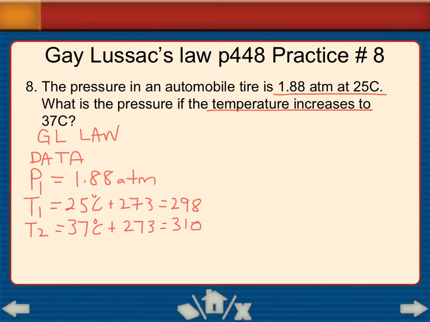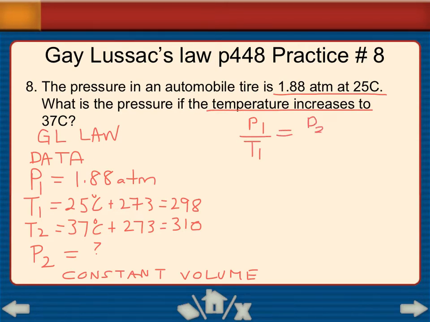P2 is the new pressure that we're looking for. As we have increased the temperature, we would expect that the pressure will probably have to go up since the volume must remain constant. So I'm going to write out the GL law, P1 over T1 equals P2 over T2. We are looking for the new pressure, P2, which equals P1 T2 over T1.